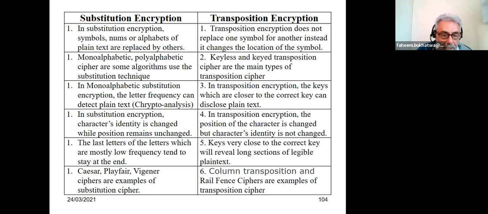So in substitution encryption, the character's identity is changed while the position remains unchanged. So we always deal with the same character, but its position in the message doesn't change, which makes it a little easier to attack. Even if it's not monoalphabetic, the second character here, for example, in this ciphered message refers to the second character in the original message.